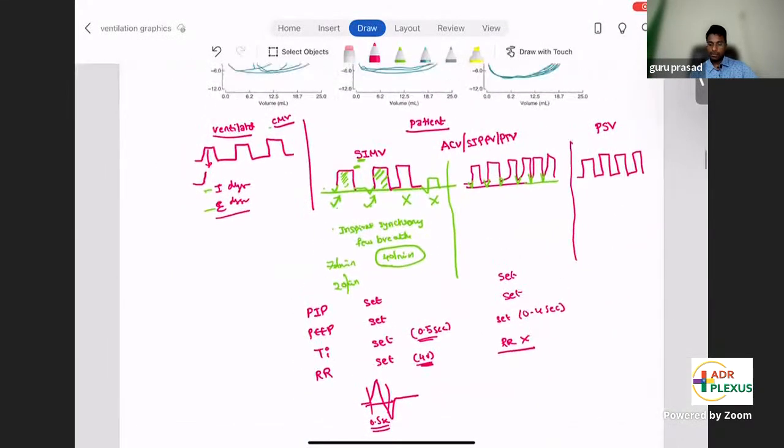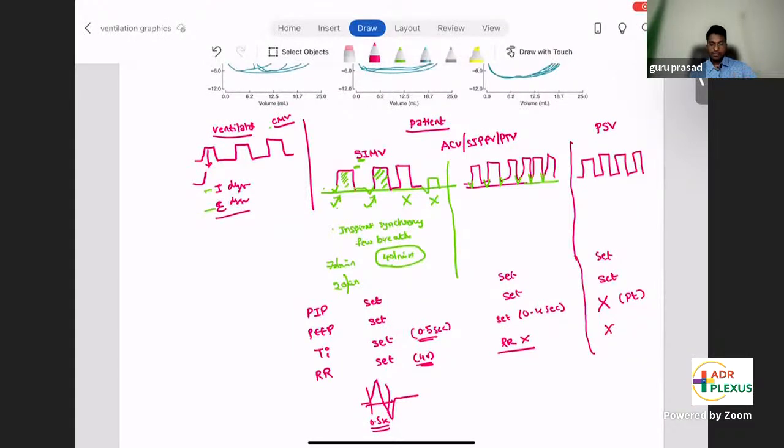Now coming to pressure support ventilation. In pressure support ventilation, what will happen? You will set the PIP, you will set the PEEP. The important thing is you will not set TI. So TI is determined by the patient. The patient will determine how much time he has to inspire and how much time he has to expire. And respiratory rate also you won't set because that is determined by the patient.